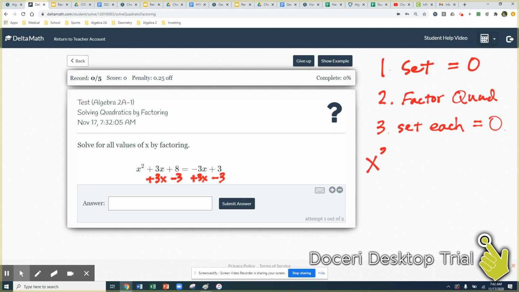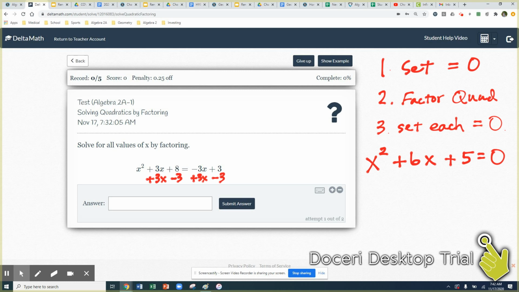x squared plus 6x plus 5 equals 0. So there's step number 1. Get your quadratic set equal to 0. Now next, we look at how we're going to factor it.